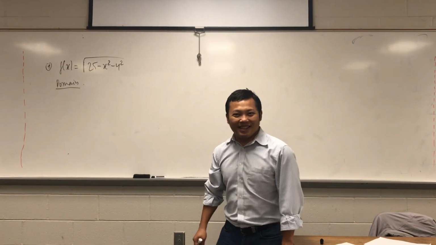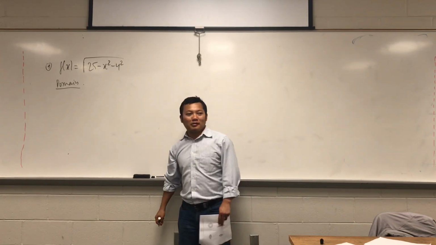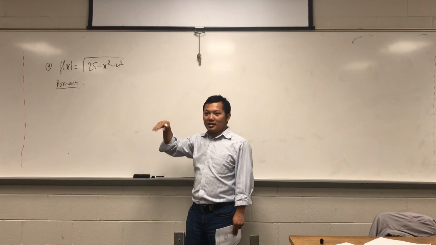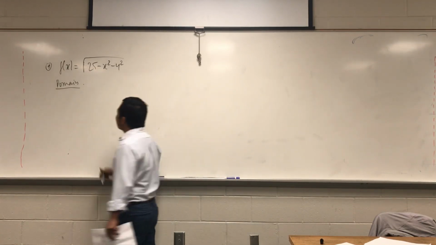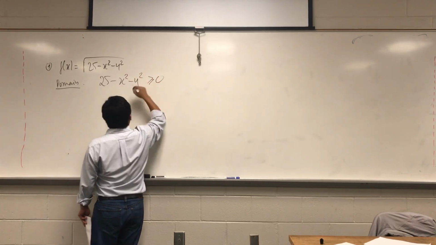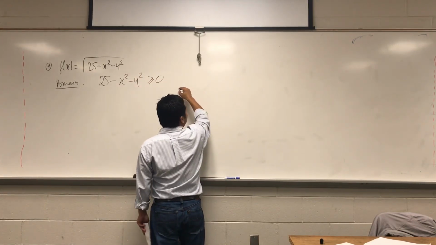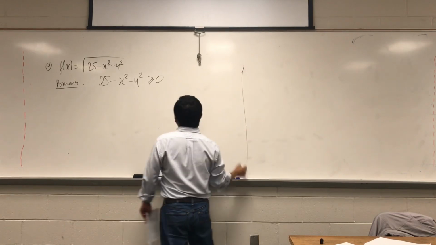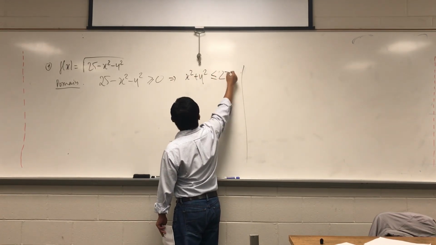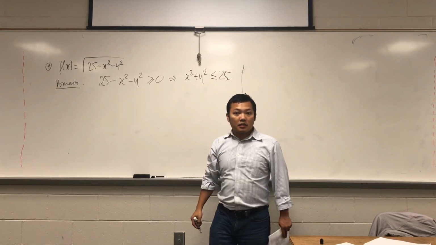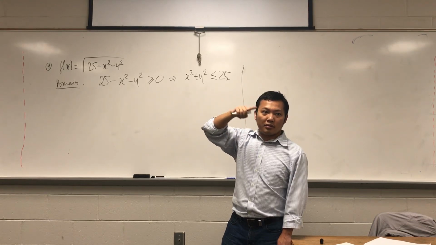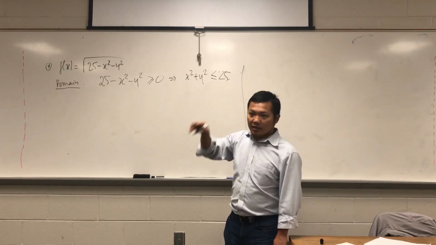not difficult because you have a square root, right? Once you have a square root, everything under the square root should be non-negative, right? And that is your condition. So you have 25 minus x squared minus y squared greater than or equal to 0. And then you have x squared plus y squared less than or equal to 25. So that is the circle centered at the origin with radius equal to 5, right? And everything inside that circle.